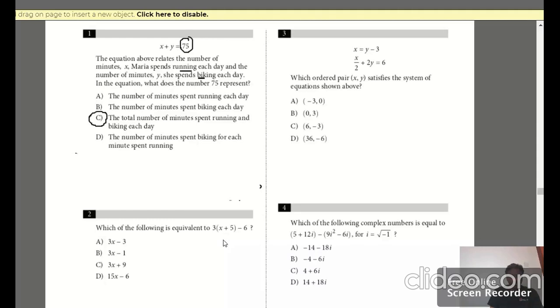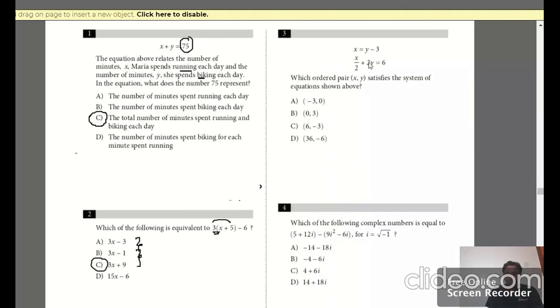So what do you have to do? 3x is common, so within these two our answer would be 3x. Now 3 times 5 is 15, 15 minus 6 is 9, so option C. That is how you're going to solve the answers related to the questions given in the online assessment, because we have less time.